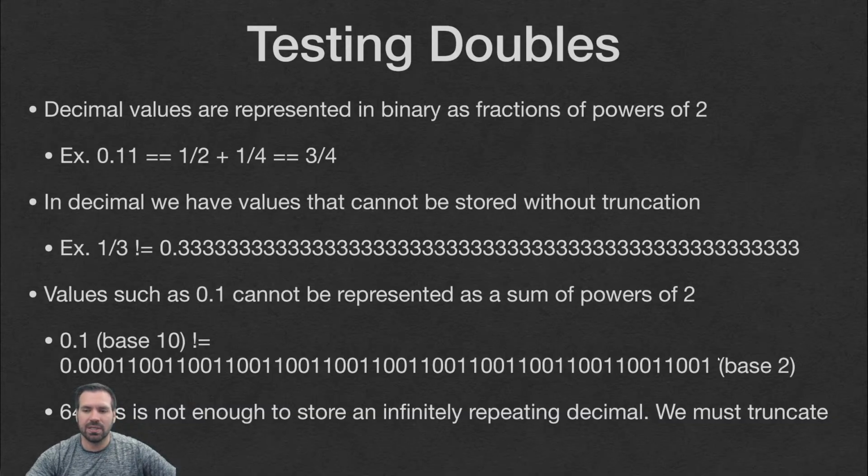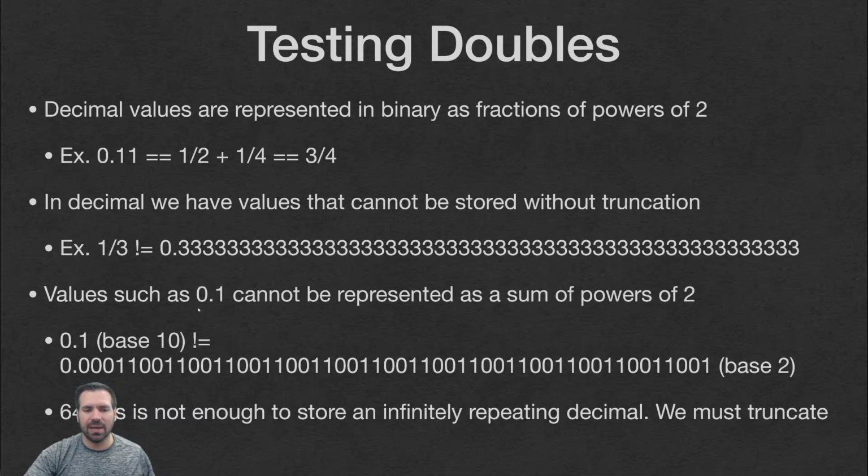So at some point, we just have to stop writing down our values. We just can't write it down anymore. So we're going to get some approximation of 0.1 when we represent it in base 2 in this IEEE 64-bit double format. We can't represent numbers like 0.1 exactly. That's just a fact of life. So we must truncate. And this is where we see the issue we see in the code. That's what we call a truncation error.